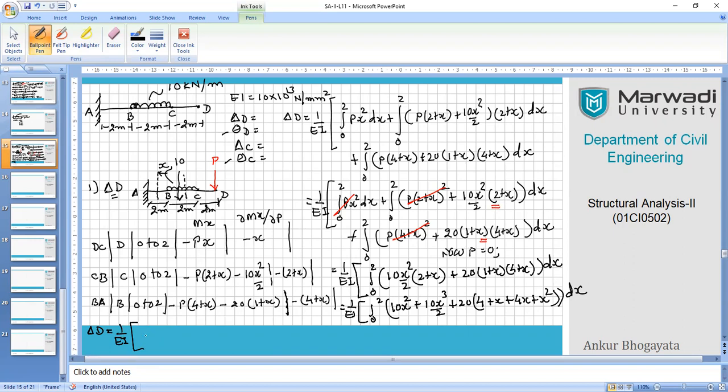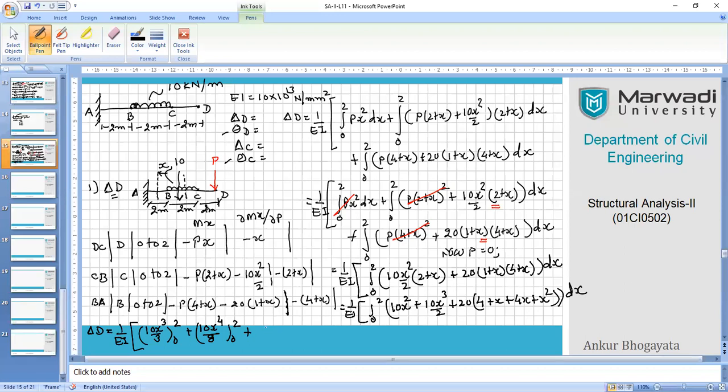So let's now integrate. It's almost ready for us, so we'll integrate it. And since the length is also constant, there is no problem at all, so we can go as it is: 10x cube upon 3, 0 to 2, plus 10x raised to 4 upon 8, 0 to 2, plus, now we can go separately also if you wish.